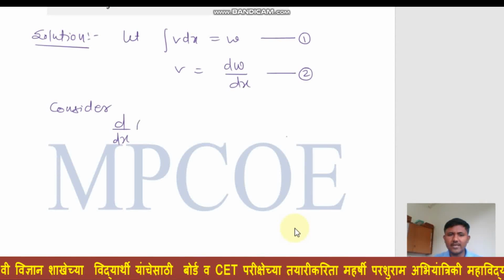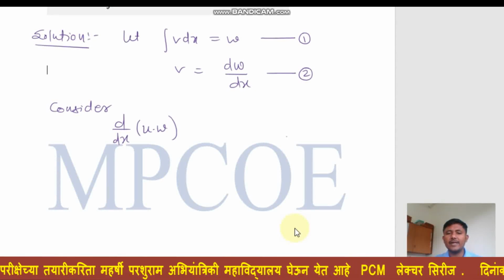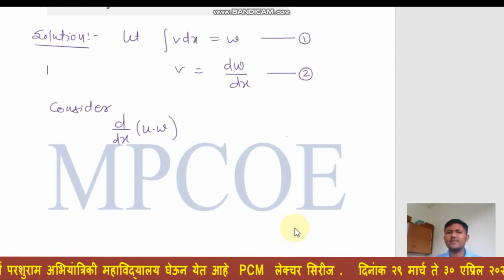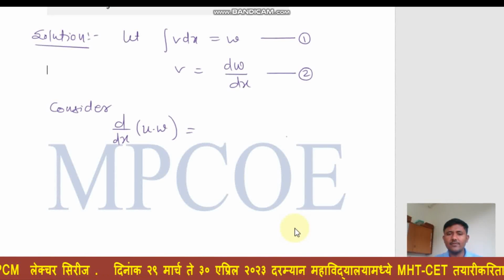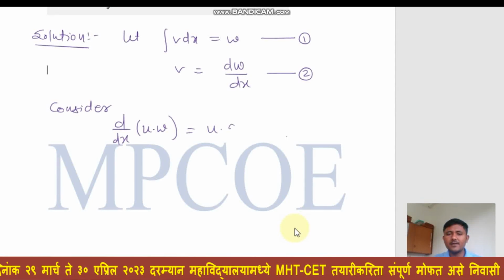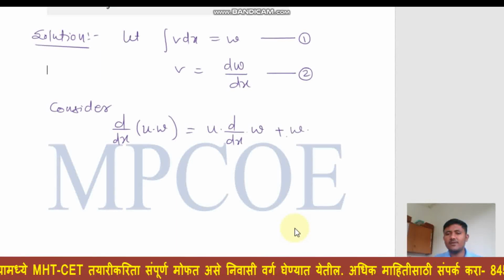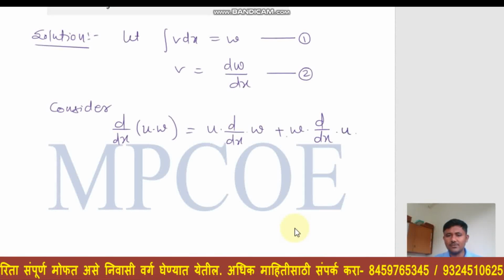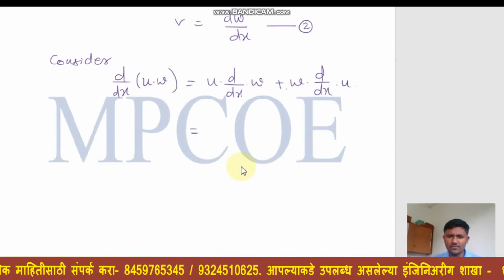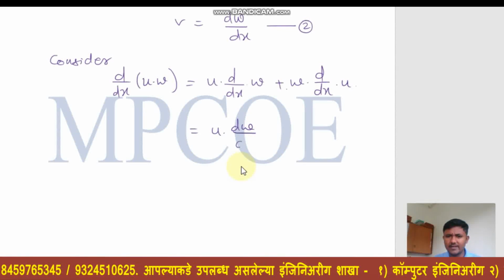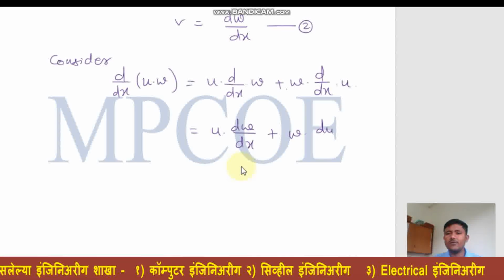Consider derivative with respect to x of u into w, because we want some u into integral v. Okay, so for that purpose I have just mentioned this. d by dx of u into w is nothing but the product rule of derivative, and this rule represents u into d by dx of w plus w into d by dx of u. Okay, by using equation 2 we can write this as u into dw by dx plus w into du by dx.